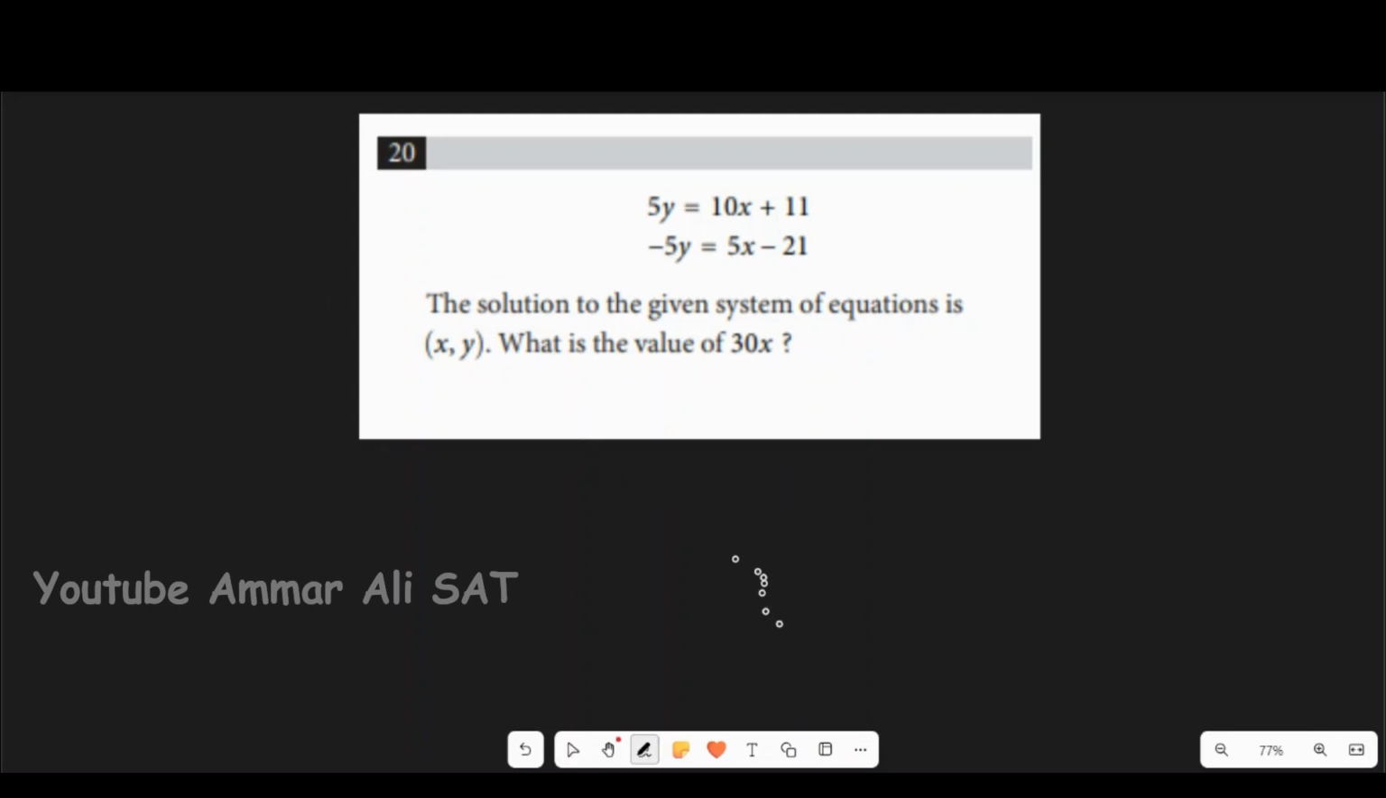Hey everyone, welcome back to another SAT math video. This is a question from the official 2024 Practice Test 5 Math Module 2. The solution to the given system of equations is x comma y. What is the value of 30x?